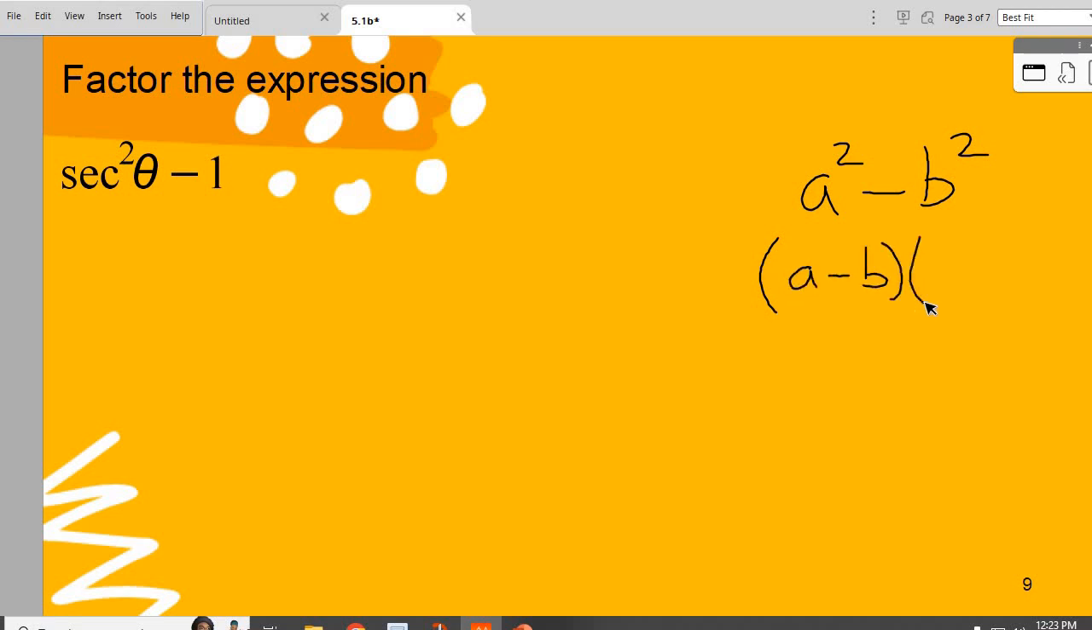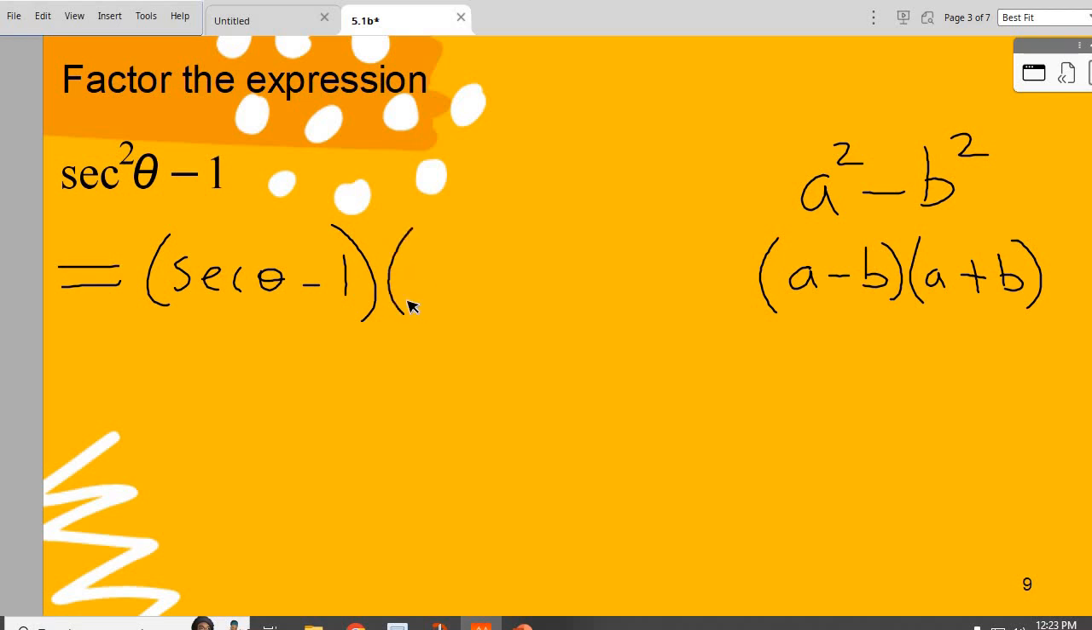Times? Yep. So we're going to get something similar here. So my a, like we said, is our secant. Our b is our 1. So we get secant minus 1 times secant plus 1. And again, that's what our directions said to do. They just said to factor it, so that's what I did.